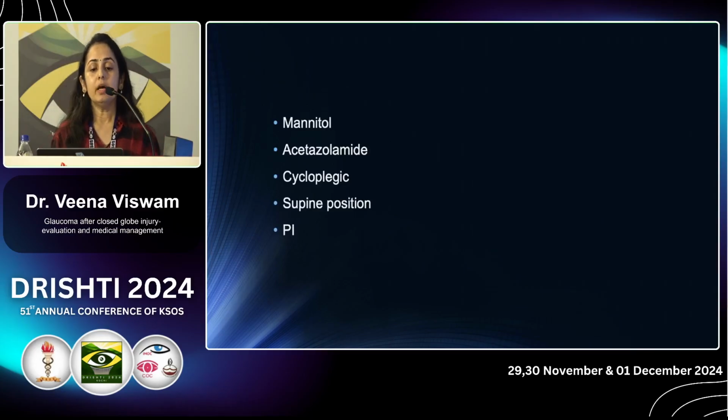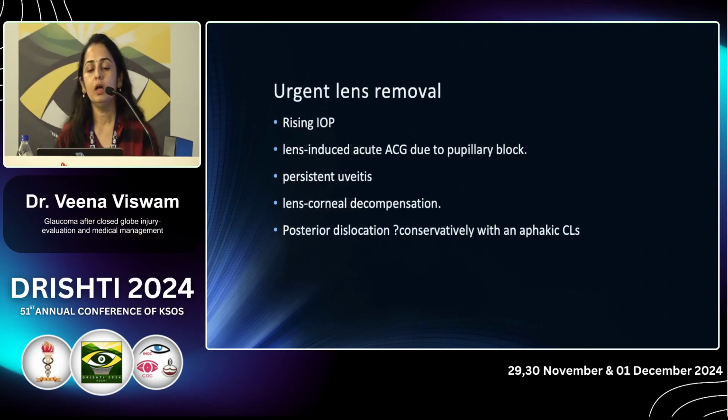So treatment, as I told you, is mannitol, acetazolamide, cycloplegics, supine position, and PI. Supine position will cause the lens to fall back and the pupillary block to get relieved. So such patients due to lens dislocation need lens removal if the pressure is rising, and if there is a lens-induced acute angle closure due to pupillary block, persistent uveitis, or lens-induced corneal decompensation.